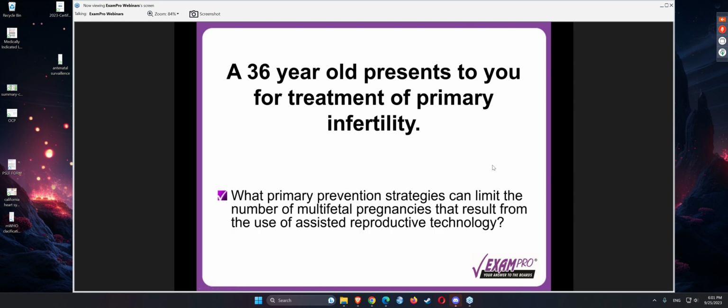Same question, 36-year-old treatment of primary infertility. The question underneath of it is, what primary prevention strategies can limit the number of multifetal pregnancies that result from the use of assisted reproductive technology? So in the setting of IVF, transitioning more so to single embryo transfers can help reduce the risk of multifetal gestations. Additionally, in the setting of ovulation induction medication, using the lowest dose of ovulation induction therapy can help reduce the risk of higher order multiples, but the risk of twinning is between 5 to 8%.